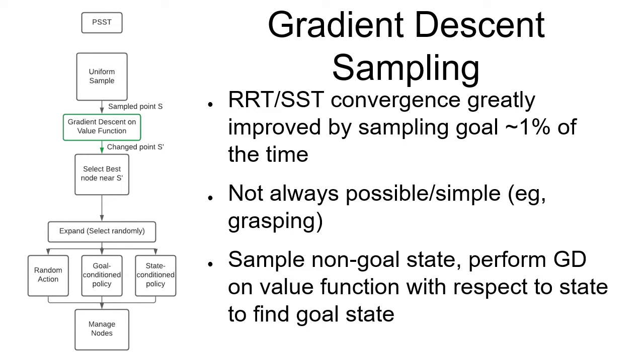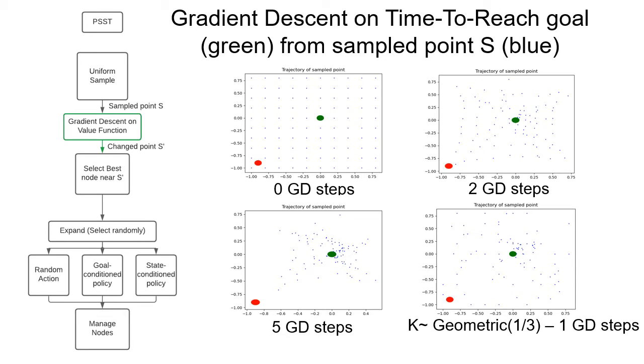The convergence of SST and RRT greatly depends on being able to sample the goal state a small fraction of the time. However, for tasks with complicated goal definitions, such as grasping, this may not always be possible. Instead, we sample a random state and perform gradient descent with respect to the time to reach the goal in order to indirectly sample the goal state. We find that sampling a variable number of gradient descent steps allows us to compromise between focusing on the goal and covering the entire search space.